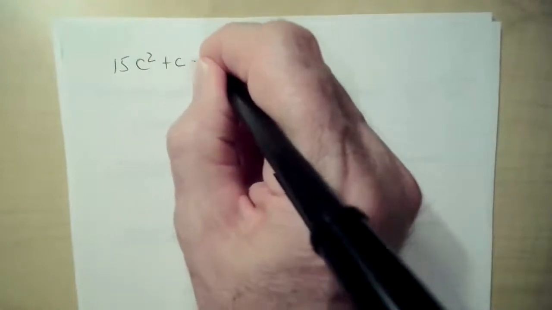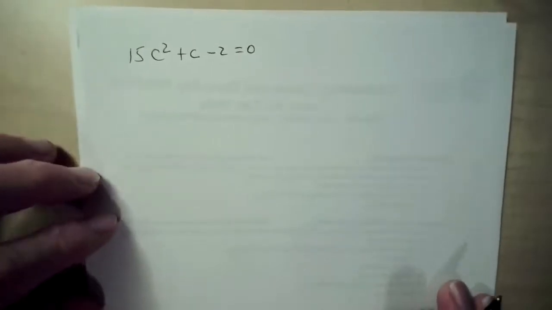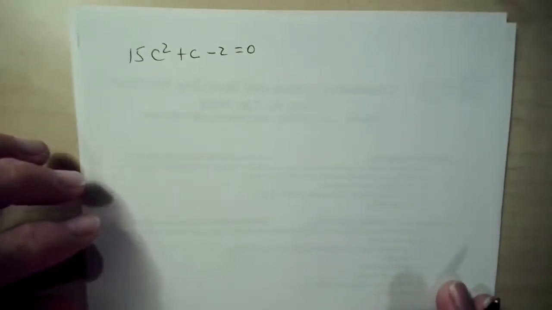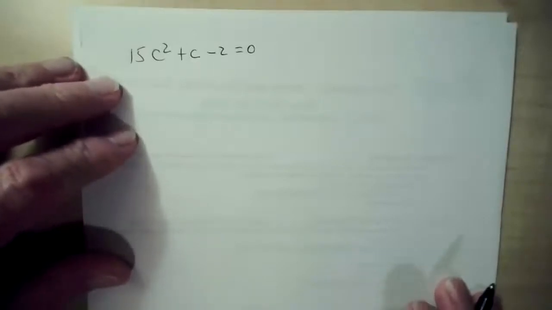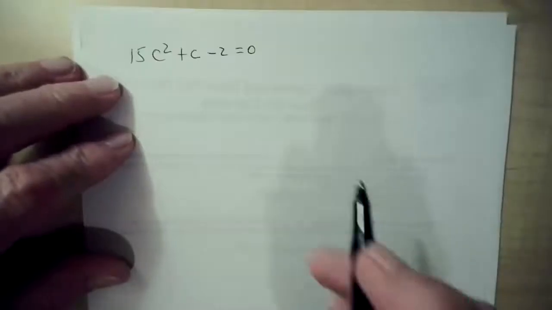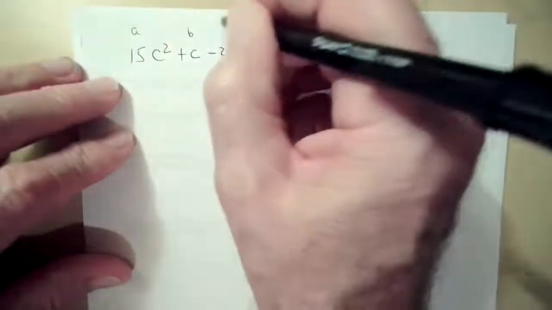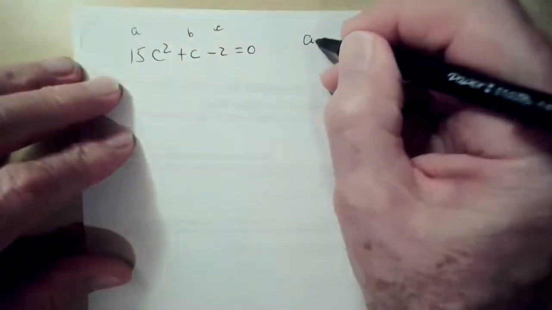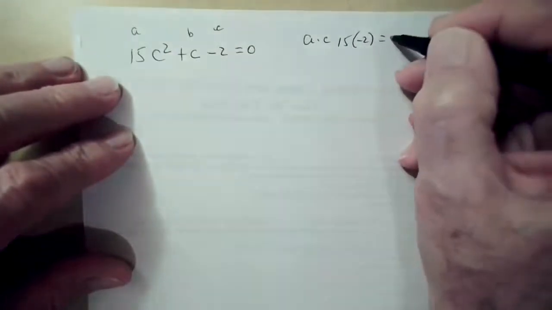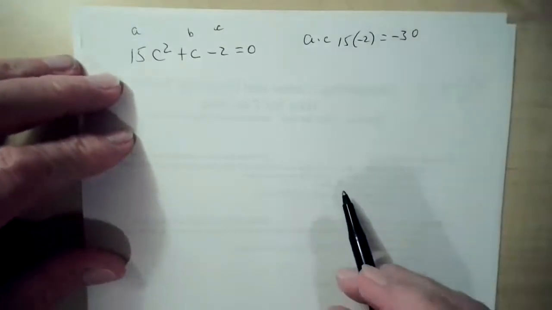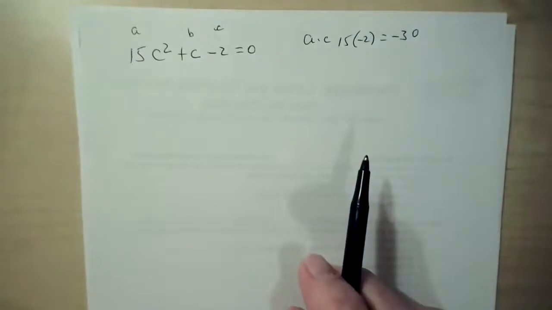15c squared plus c minus 2 equals 0. Okay. Can y'all see that okay? Yeah. Okay. Because on my screen here, I can't see it. We've got too much light going on. Now again, a, b, and c. So a times c is 15 times negative 2, which is negative 30. Now what are the factors of negative 30?